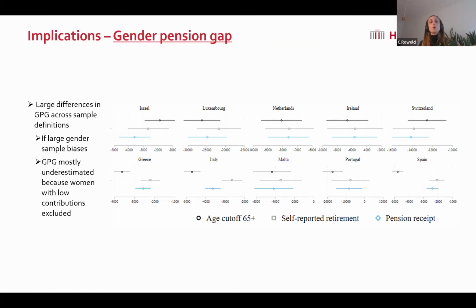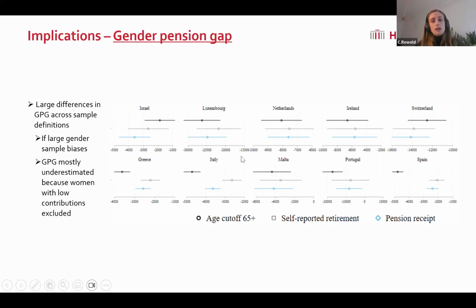Lastly, I just wanted to show really briefly the implications of this. Here I show this only for the gender pension gap and for selected countries. I can show this maybe in the discussion or later for more countries and also for more outcomes. But what we see here is basically the annual gender pension gap in absolute terms in different countries using the different sample definitions. The first one here, the black one, is the simple age cutoff, including everyone 65 or older. Gray is self-reported retirement, and blue is pension receipt.